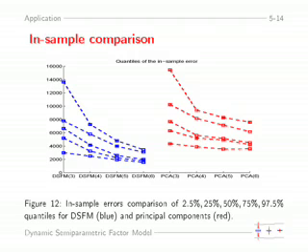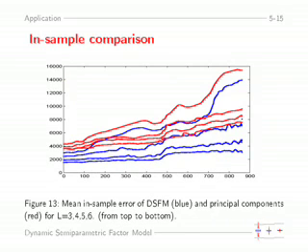Yeah, it's not shown here, but it has been done. I'm showing only the in-sample errors in comparison to the principal components. You see this model fits the data much better than the model that has been used in the electricity demand literature before.